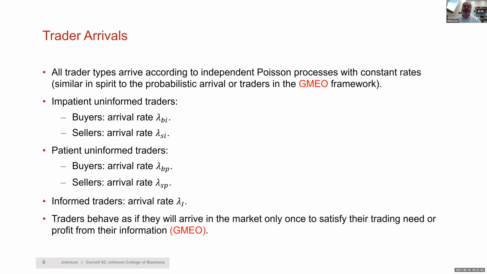So here are the trader arrivals. We're going to have 5 trader types in the model, all arriving according to independent Poisson processes with constant rate.